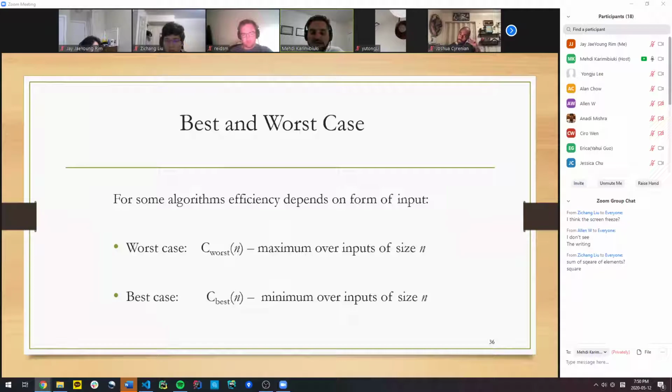Now I'm going to flip pages. We are going to generalize the approach. We have best and worst cases. The best case is the minimum time that it takes over the inputs of size n. The worst case time that it takes for an algorithm to run is called C-worst. It is the maximum over inputs of size n, the maximum time that it takes for n inputs for that algorithm to run. And the best case is the minimum time. We define it as such.